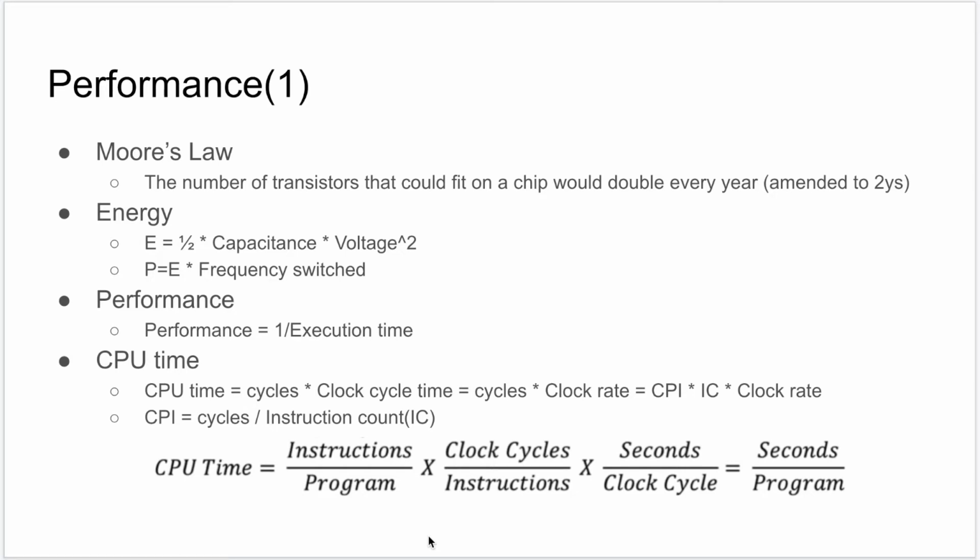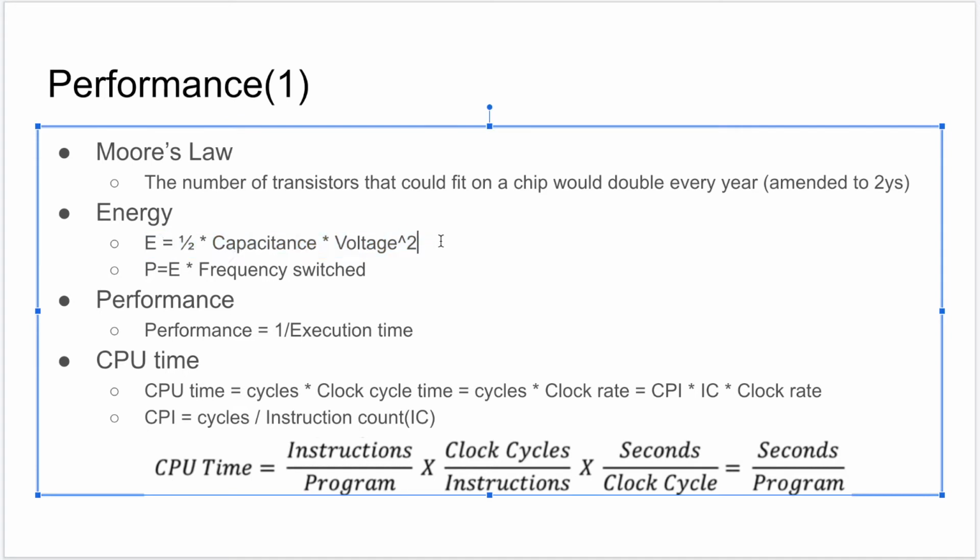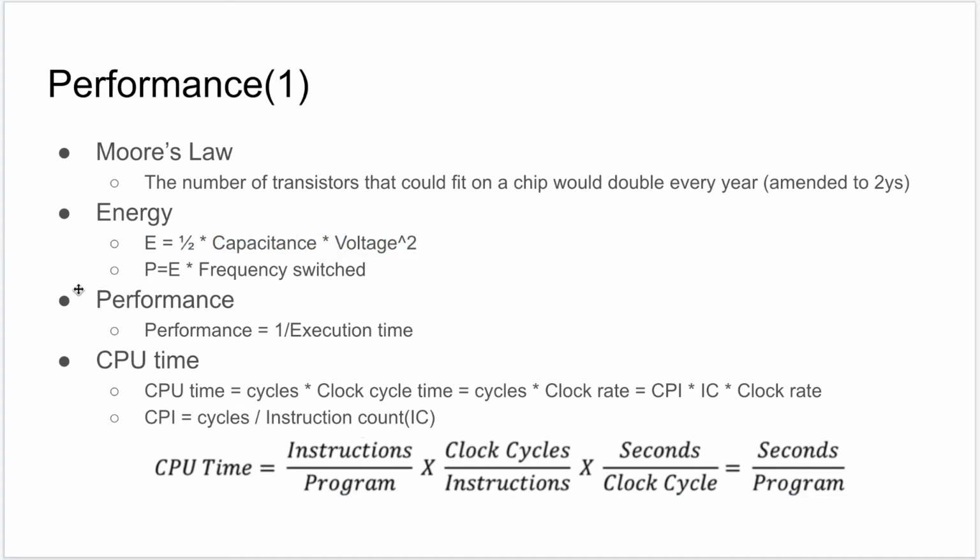It's the number of transistors that could fit on a chip that would double every year or every 2 years. In this class we will take 2 years. So Moore's law is that the number of transistors that fit on a chip doubles every 2 years. And then there is the energy. It has a formula for it. And then is the power. Power is the energy times the frequency switched.